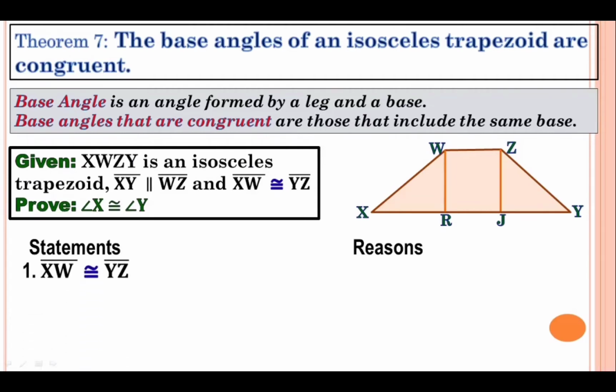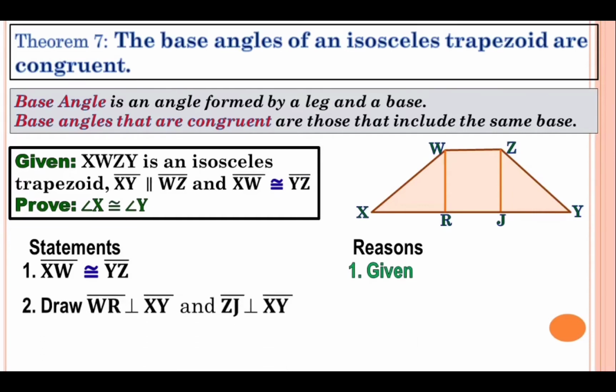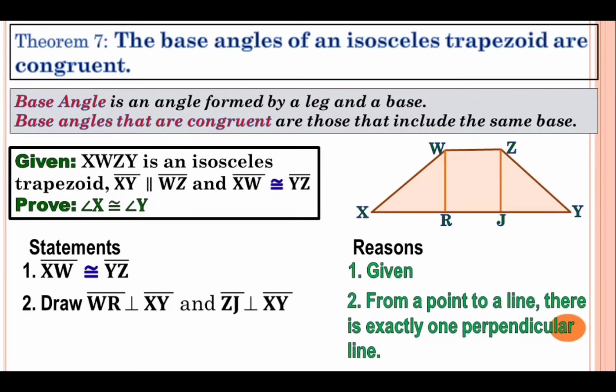First statement, segment XW is congruent to segment YZ. Reason, given. Next, draw segment WR perpendicular to segment XY and segment ZJ perpendicular to segment XY. So reason, from a point to a line, there is exactly one perpendicular line.